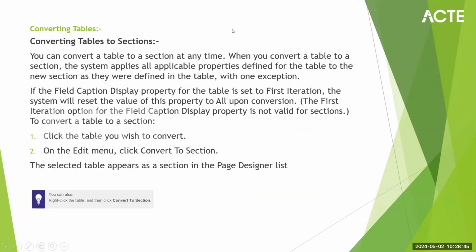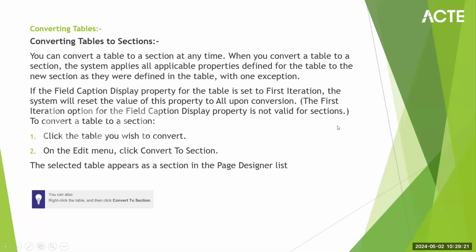Converting tables to the section. You can convert a table to a section at any time, but when you convert, the system applies all the properties defined for the table in the new section, as they are defined in a table, with one exception. If the field caption display property for the table is set to the first iteration, then the system will reset the value of the property upon conversion. For example, the first iteration option for the field caption display property is not valid for section.